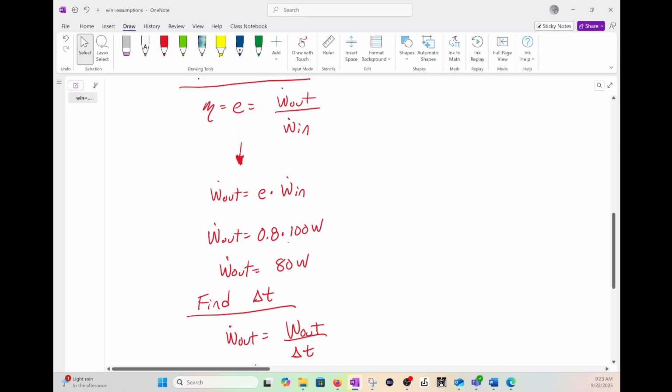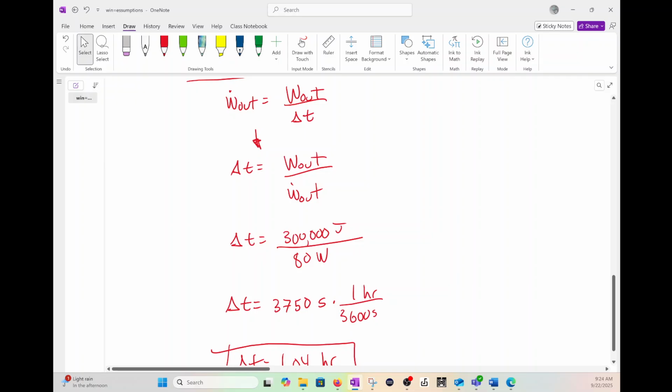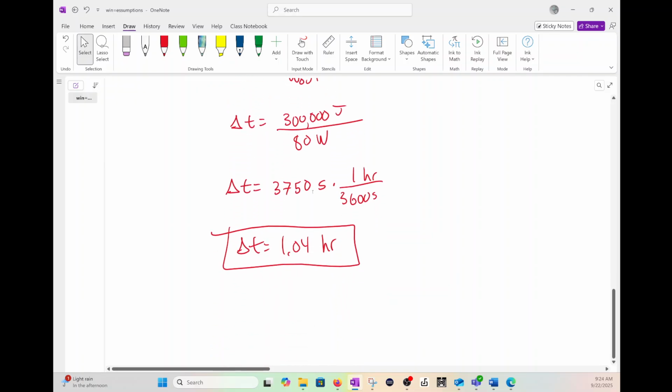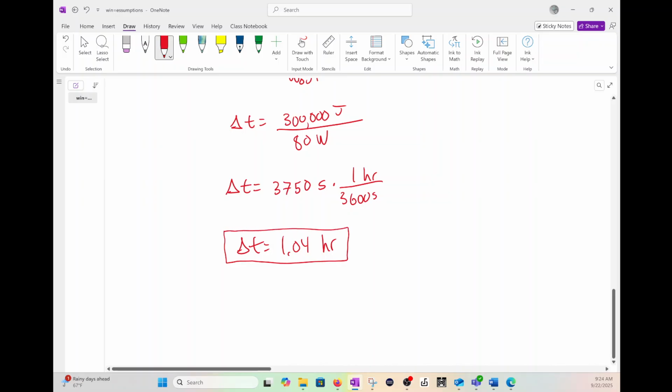So now once I have the output power, I can find the time by using this fundamental equation that states the output power is equal to the total energy over delta t. I rearranged, and then I plugged in my numbers with units, and then I got 3750 seconds. I then converted that to hours. So we get 1.04 hours. And then I boxed it. That's a terrible box because it should be boxed like that, with a straight edge. And then that's the problem.